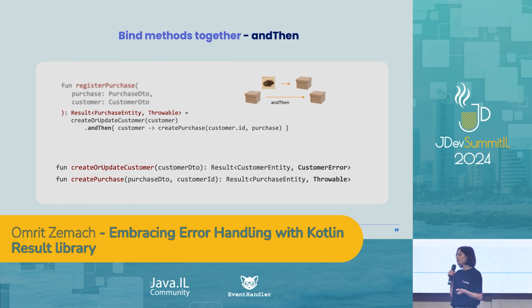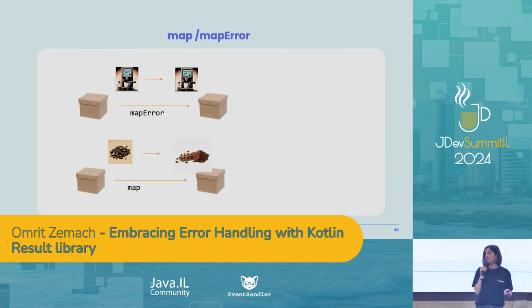But if we would like to chain a simple transformation function, for that, the Kotlin Result library offers the map and mapError functions that know how to map one type to another. The mapError will run its transformation function in case the wrapper holds an error type. And the map will run its transformation function in case the wrapper contains a success type.